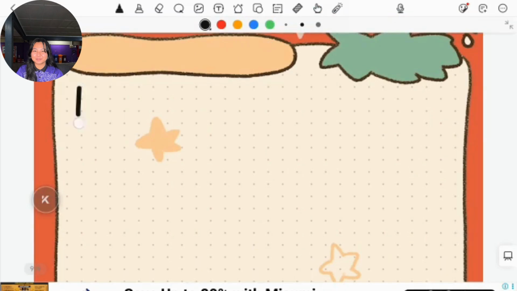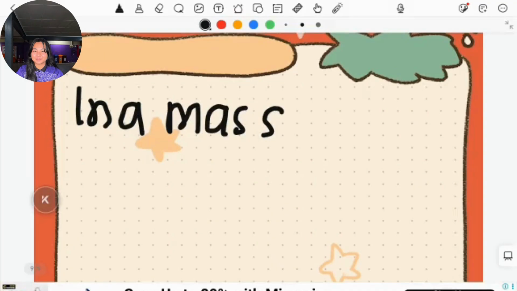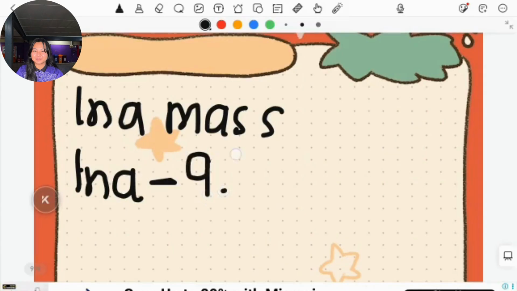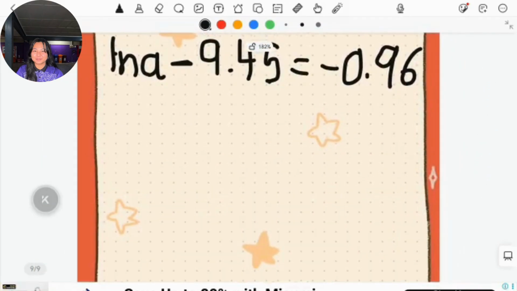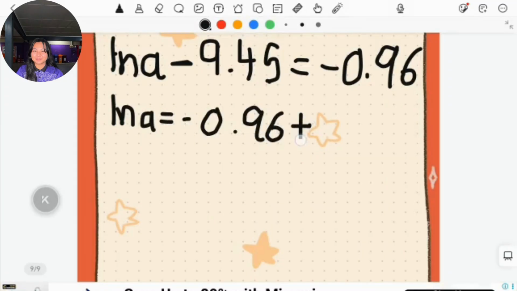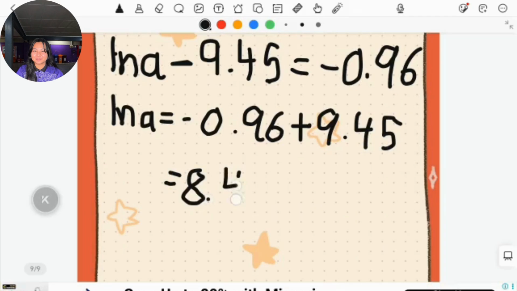Now we can find Ina mass by using Halim mass value and mass difference value. So it will be like Ina minus 9.45 equal to negative 0.96. And then we put 9.45 to the right side, so it will be a positive number, and we combine it with negative 0.96. So Ina mass will be 8.49 gram.